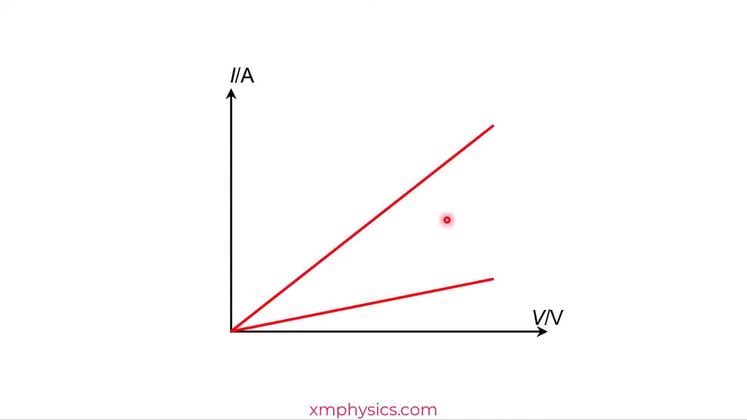So this could be the IV characteristic graphs of the same thermistor at two different temperatures. So guess which one is the higher temperature? This one has the higher resistance, so this one must be the cold thermistor. At higher temperature, when the thermistor is hot, you have more mobile free electrons and therefore a lower resistance.